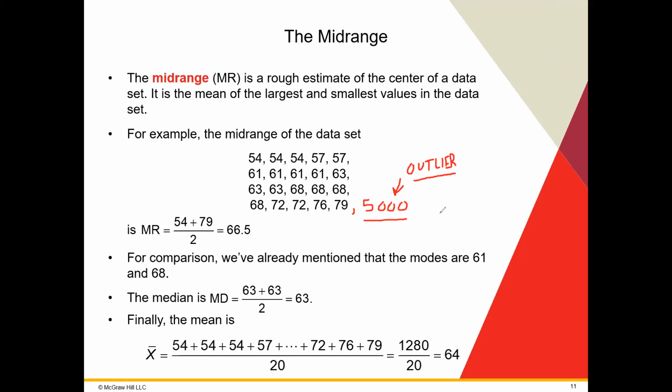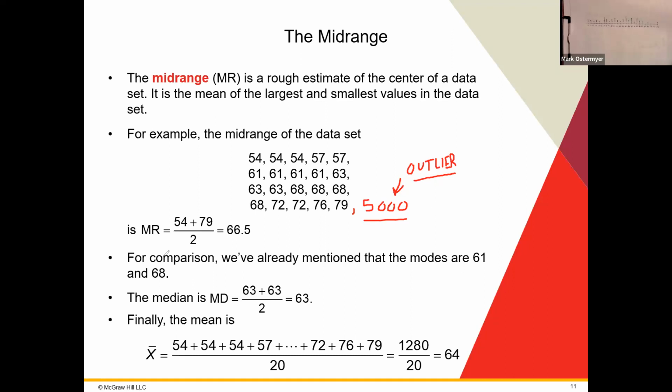The mid-range? Okay, you're right. The mid-range would be adversely affected big time because the mid-range is totally oblivious to all of your data points except 2, the minimum and the maximum. That's it. So it looks like the mid-range value here would be the average of 5,054. Do you agree?